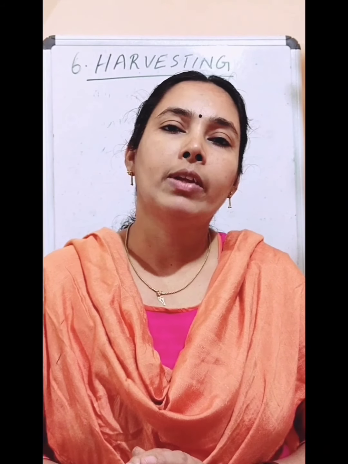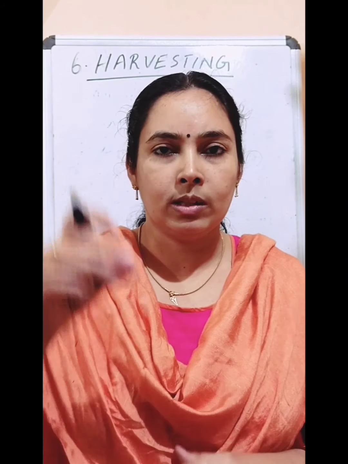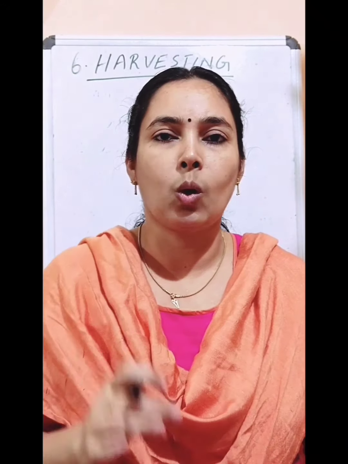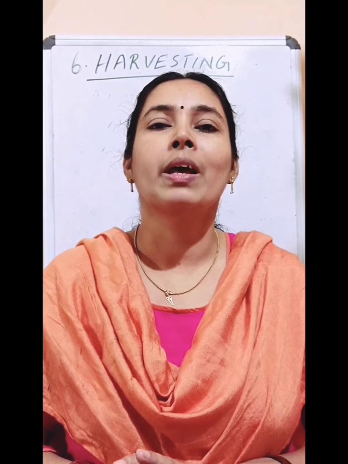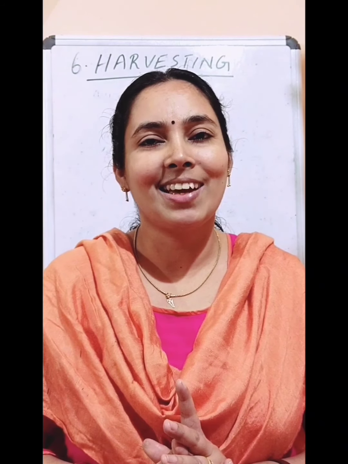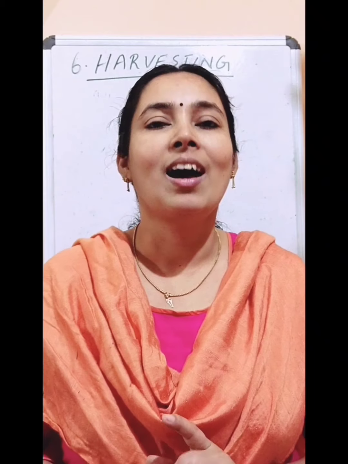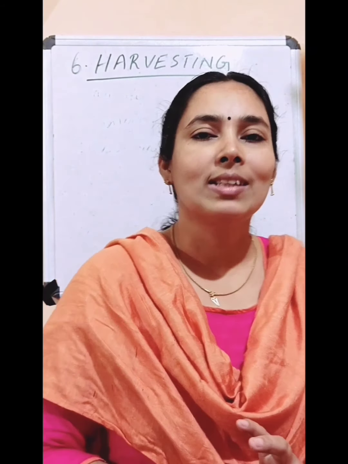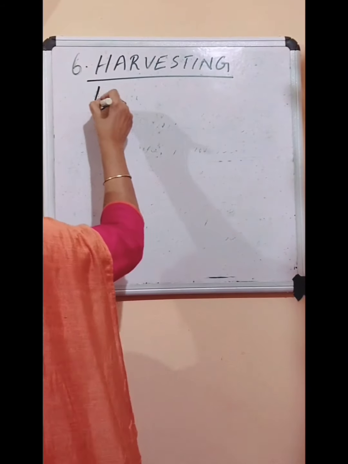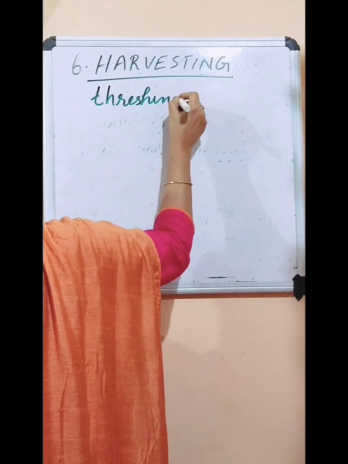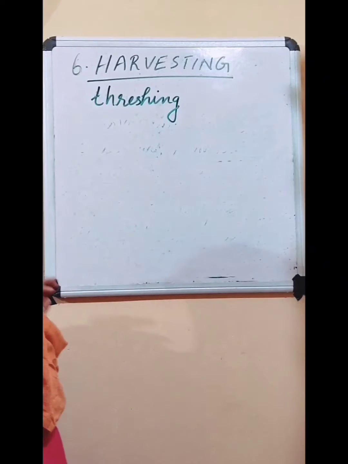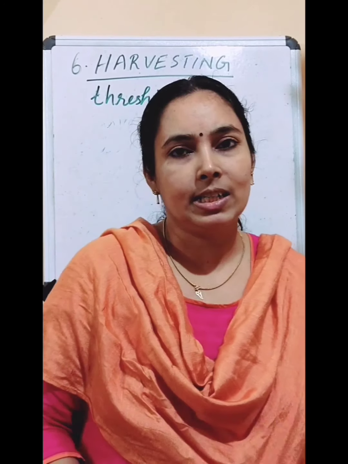Okay. And after harvesting, the cereals and all the grains will be attached to the stalks. So we want to remove the grains from the stalks. And what do we call that process? You studied it in 6th standard. Do you remember? That process is called threshing. So the process of separating the grains from the stalk, that process is called threshing.